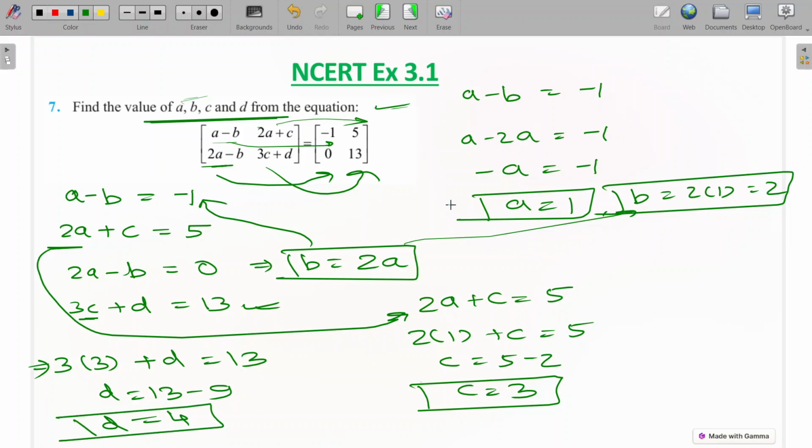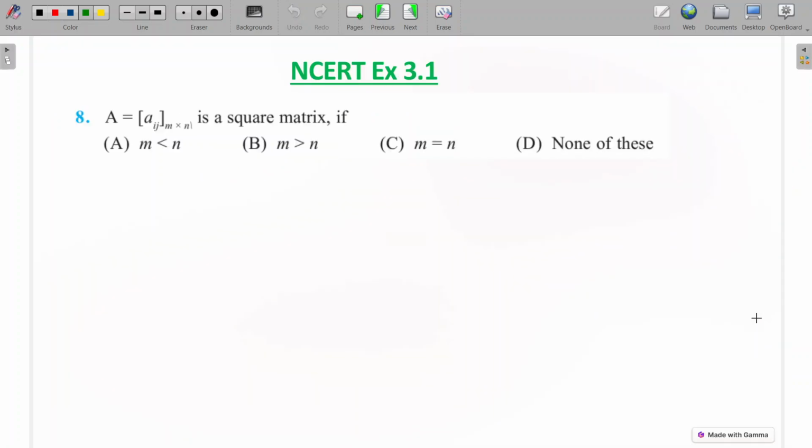So these are the values: a is equal to 1, b is equal to 2, c equals 3, and d equals 4. This is the answer of this question. Let's move on to the next slide.